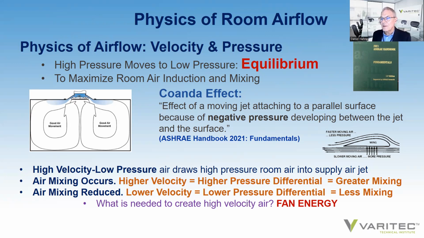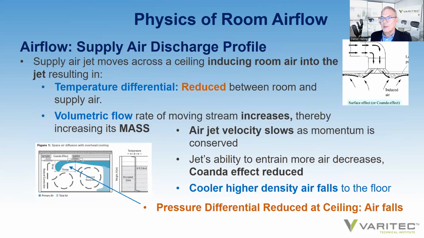The Coanda effect is the effect of a moving jet of air that attaches to a parallel surface because a negative pressure zone generates between the airstream and the surface that allows the airstream to hug that surface. And with that reduction of pressure, air can throw further than from a diffuser free suspended in open space. And so that is why high discharge velocity along a surface is used for conventional diffusers. So establishing Coanda requires high velocity discharge.